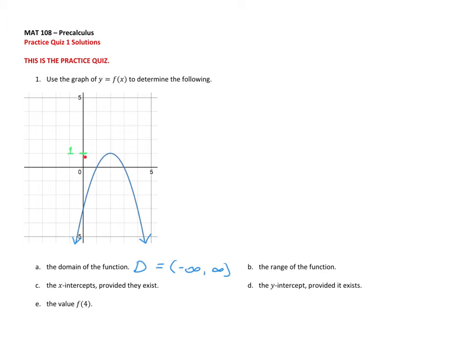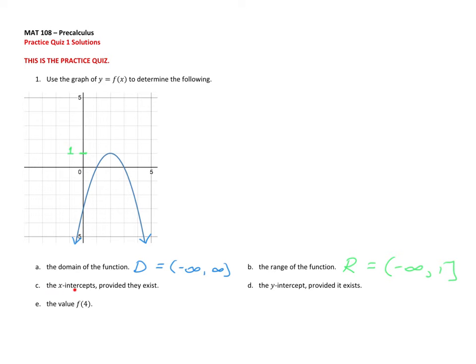In fact, everything below 1 is as well, because any spot on the y-axis refers to at least one spot on the graph. So for this reason, I'll use capital R for the range. The range is everything from negative infinity up to and including 1.